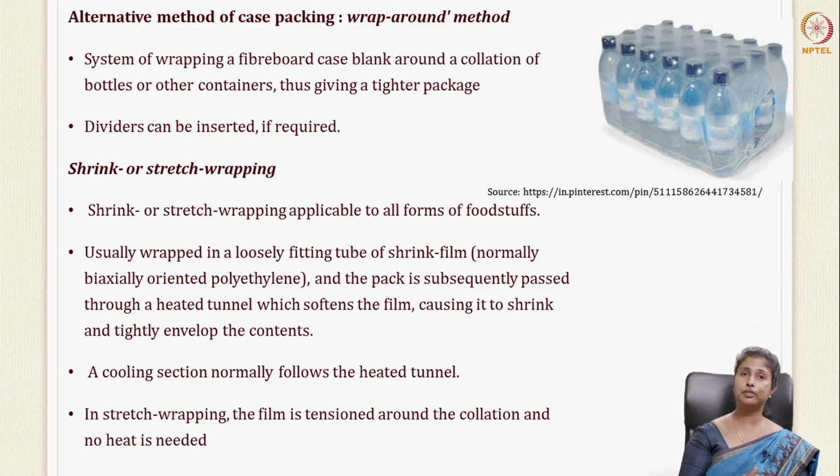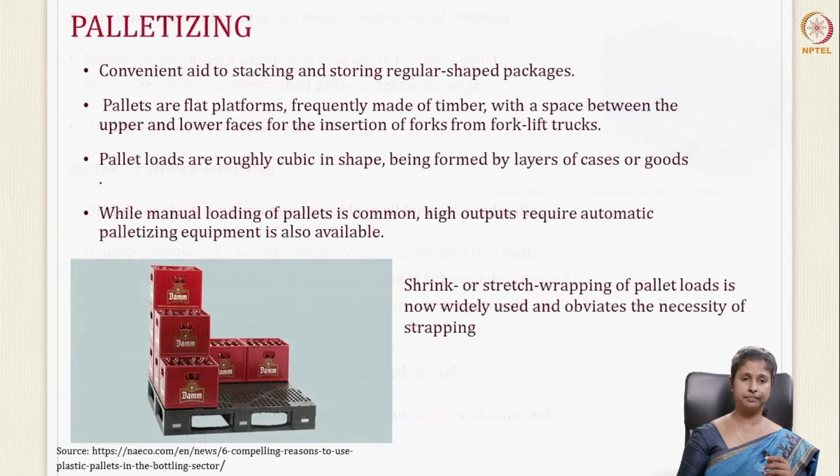Now, these are applicable to all kinds of foodstuff. It's wrapped loosely around the whole package and then it's taken into a heated tunnel. The heat shrinks the packaging material and that takes the shape of the product, envelopes it and keeps it secure. The stretch wrap, on the other hand, it is stretchable. So the film is tensioned around the whole unit. There is no heat required and it helps in unitizing it. So if you want to pack your bottles, it can either be done in a corrugated fiber board or the wraparound method. Both of these are very much used today.